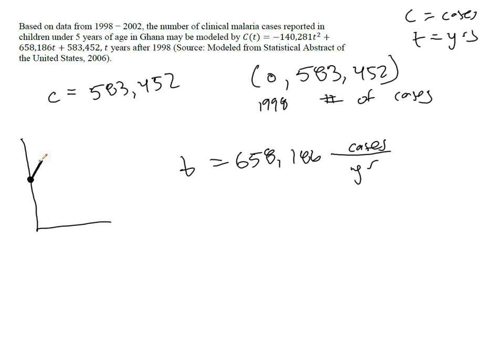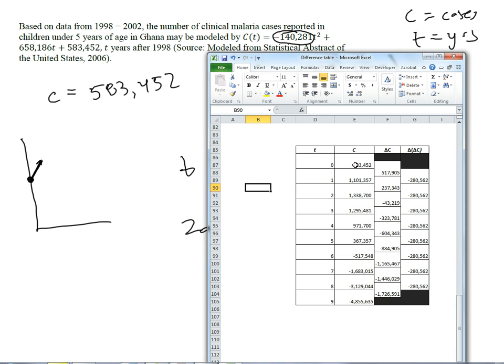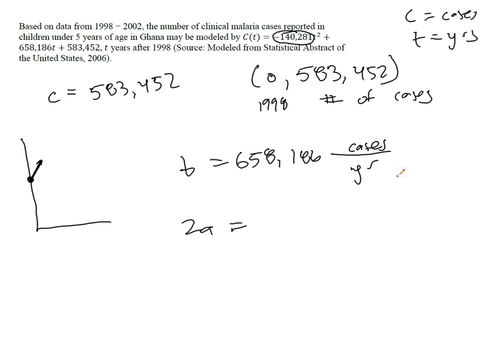So initially the number of cases is on the rise. But we notice that the A value is negative, so really the meaningful value is twice that. And if we look in a table, we see that as the years pass, the number of cases is increasing until, looks like after 1998 plus 2, the year 2000. From 2000 to 2001, it looks like the number of cases drops. So here are the rates of change, and we notice that twice A is negative 280,562.